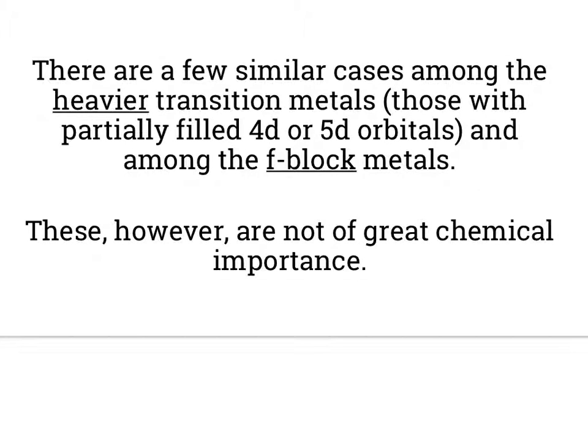Lastly, there are a few cases among the heavier transition metals, with 4d or 5d orbitals, that happen in the same column. Not as common as chromium and copper. I don't know why, but it is common. And there's one or two on the F block that'll actually take one from the S and fill the F. It's just kind of weird. But again, not that big a deal for you. Don't worry about it too much. Just wanted to show you that, hey, these can happen and it's fine.